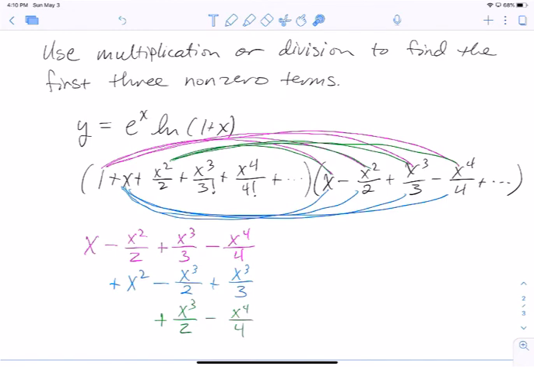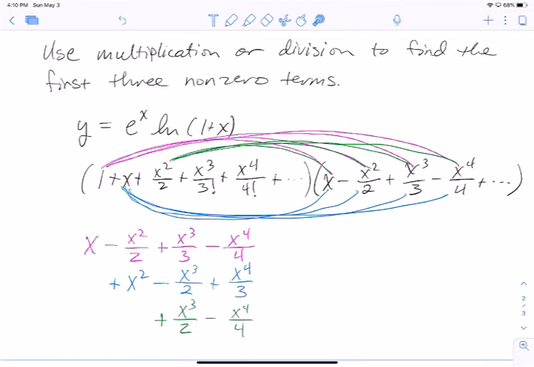I've written out a few terms of the product. Distributing the 1 gives us x minus x squared over 2 plus x cubed over 3 minus x to the 4th over 4. Distributing the x gives me a positive x squared minus x cubed over 2 plus x to the 4th over 3. And then distributing x squared over 2 gives me x cubed over 2 minus x to the 4th over 4.